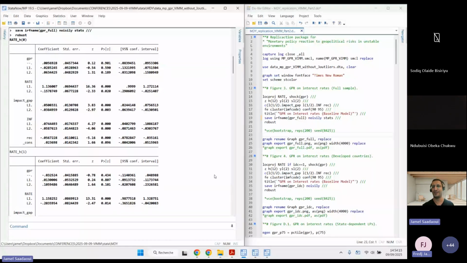We are going to do state-dependent local projection, inspired by the approach of Ramey and Zubairy in the Journal of Political Economy in 2018. We are going to see if, for a big geopolitical risk shock, selecting the country that you mentioned, the US, the reaction of the central bank is different. And the answer is yes, the reaction of the central bank is indeed different.